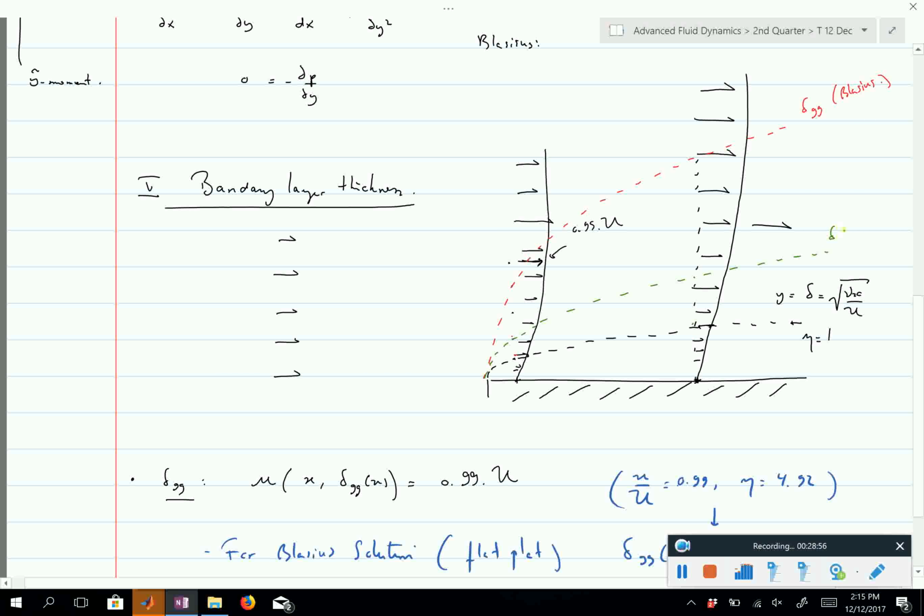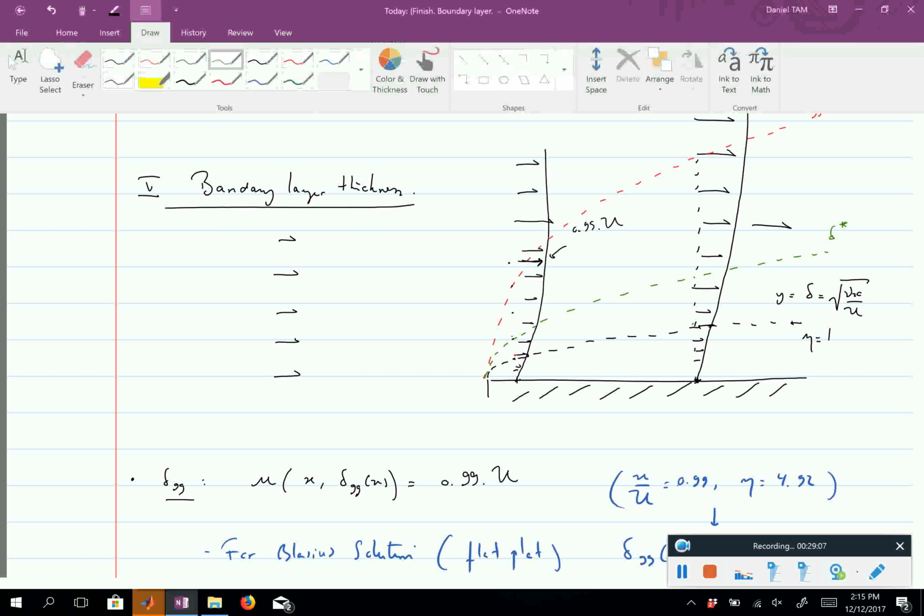And this would be delta star. And for Blasius, the momentum thickness theta is 0.64, so it's roughly one half of that. So it's here.